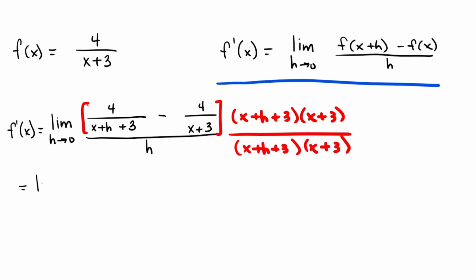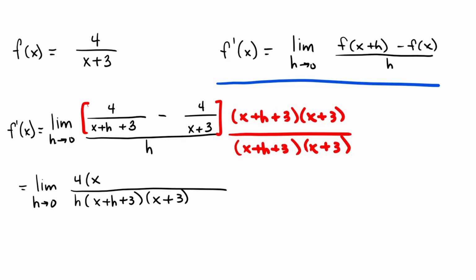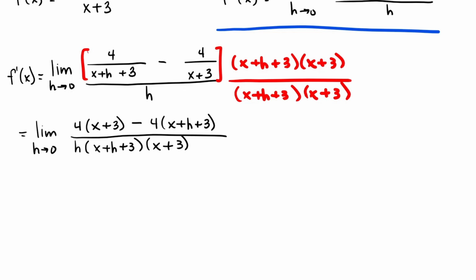So this is now equal to the limit as h approaches 0 of, well, let's see. In the denominator, we're just going to have h times x plus h plus 3 times x plus 3. Now in the numerator, we're going to take that entire expression x plus h plus 3 times x plus 3 and multiply it to each fraction. When I multiply to the first fraction, the x plus h plus 3 crosses out, so we have 4 times x plus 3 minus, and we multiply to the second fraction, the x plus 3's cross out, so we're left with 4 times x plus h plus 3. So it looks like we're getting somewhere. We do have some more simplification to do.